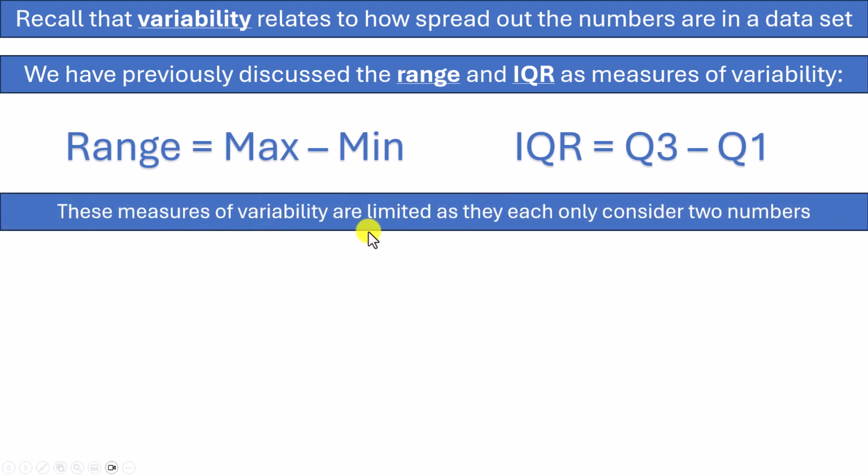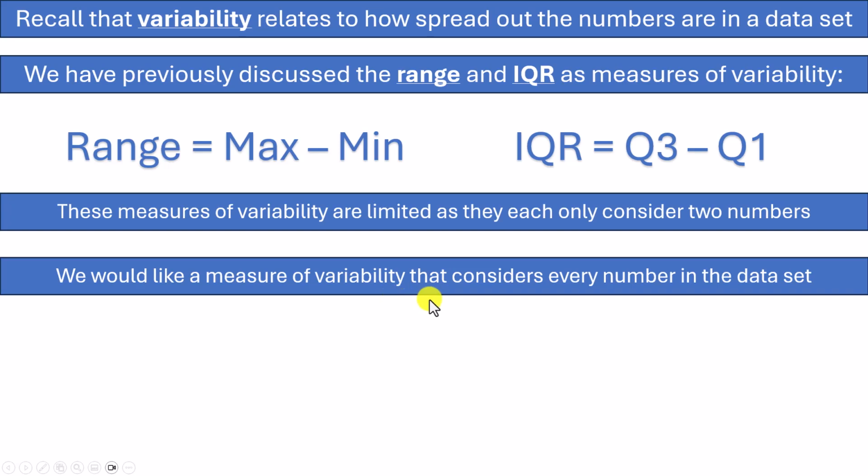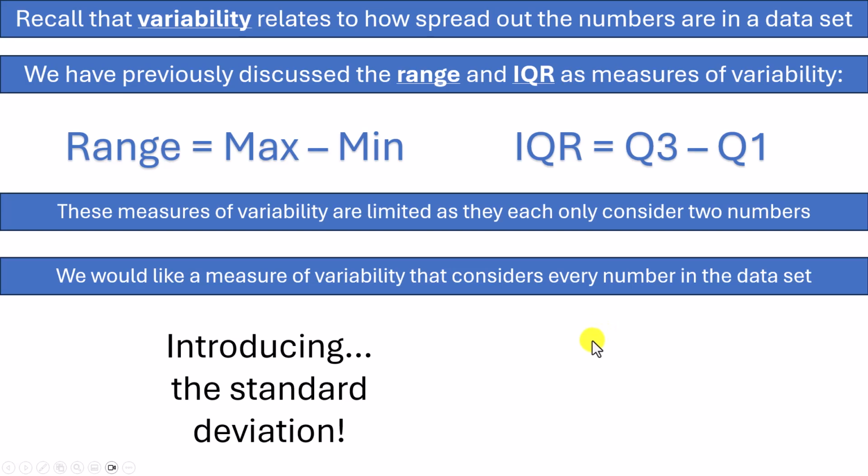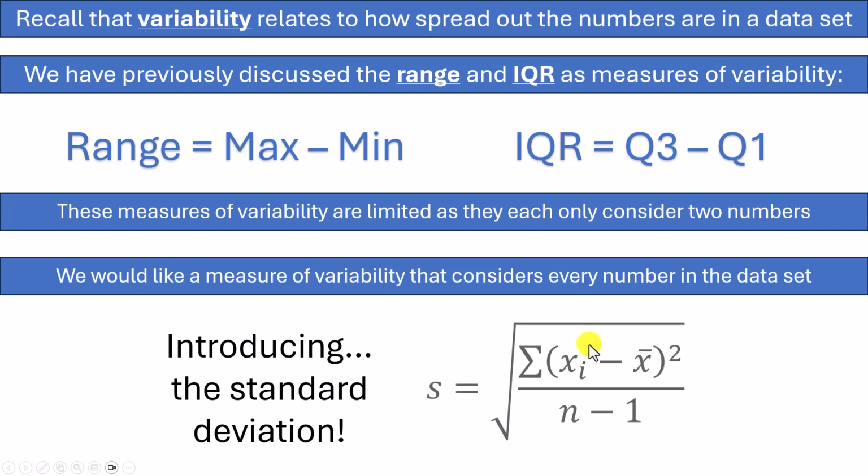These measures of variability are very limited as they each only consider two different numbers. We would like a measure of variability that considers every single number in the dataset. Introducing the standard deviation, which has, admittedly, a little bit of an intimidating formula. The standard deviation for a sample is going to be represented by the lowercase letter s. To find the standard deviation, we will take the sum of the squared deviations, each value minus the mean squared, divide by the sample size minus 1, and then finally, we will take the square root.